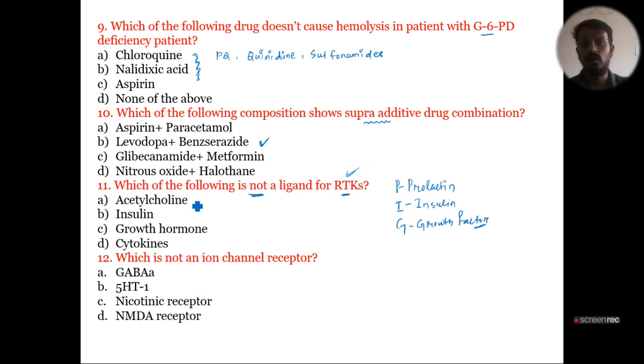Here acetylcholine will not come under this. Which is not an ion channel receptor? That is 5-HT1. So you should remember that all the serotonin receptors are G protein coupled receptors except 5-HT3. So 5-HT3 does not come under G protein coupled receptors. 5-HT3 is an ion channel receptor.